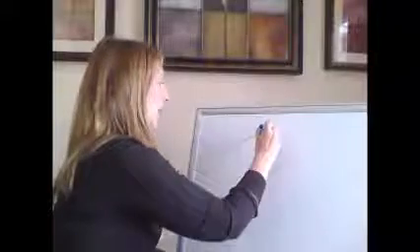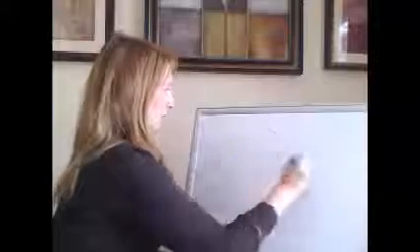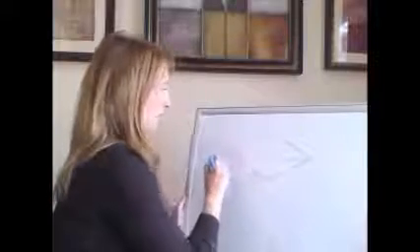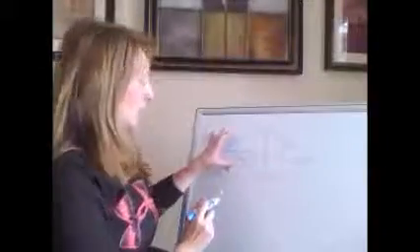A kite is an interesting figure because a kite is going to have two congruent sides here and two congruent sides here. So these are adjacent sides that are congruent. It also has another property in that the diagonals are perpendicular to one another.